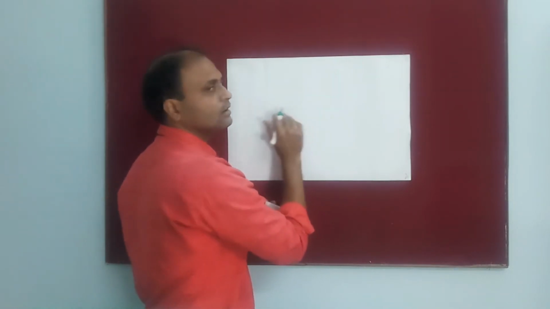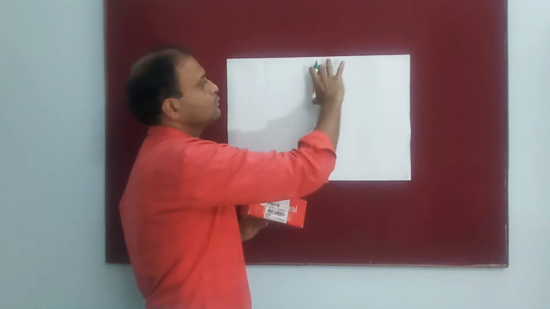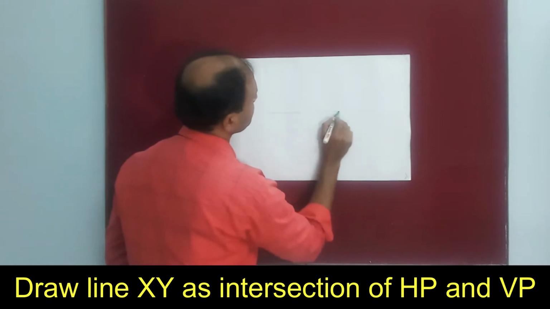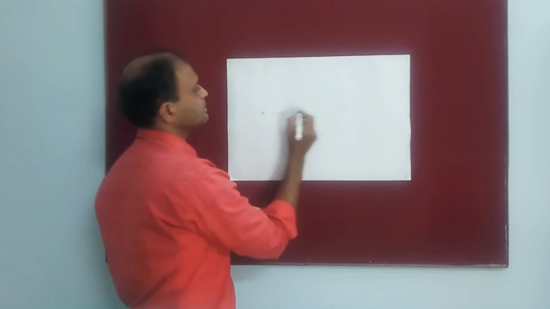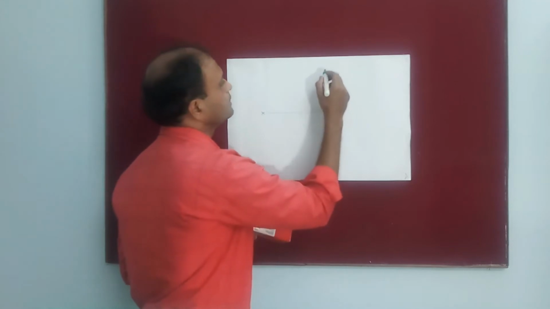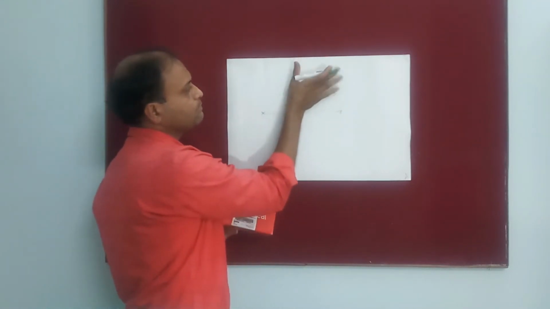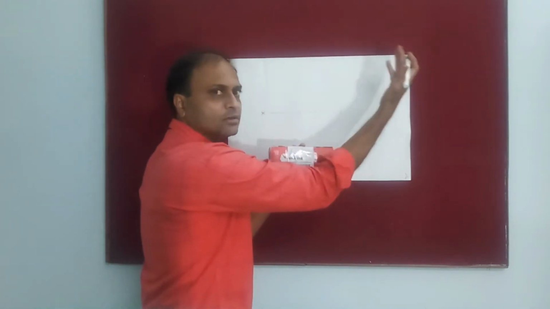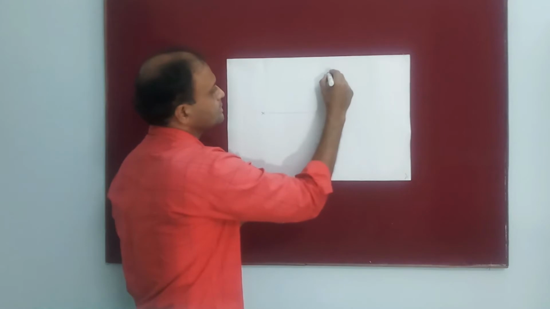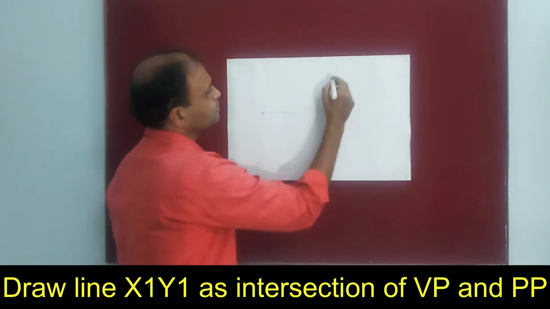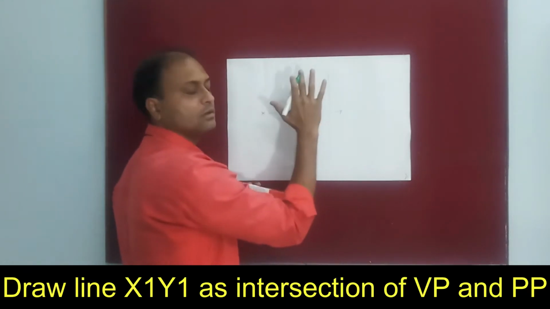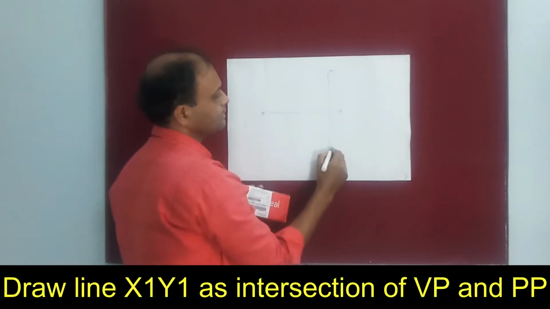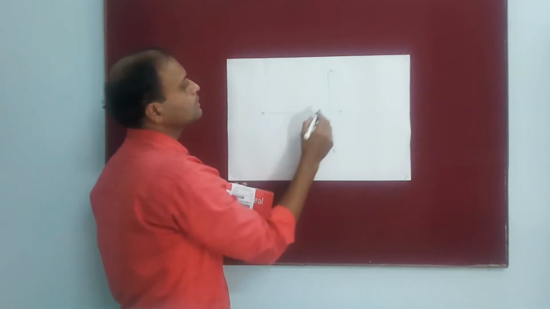So first we have to draw line XY, which is the intersection of VP and HP. Okay, so somewhere let us draw that XY line. So this is the XY line. Okay, I name it as XY. Then there is another line which is the intersection of VP and profile plane. As we have to draw left hand side view, the view will appear on the right of the front view. So this line I denote as X1, Y1.